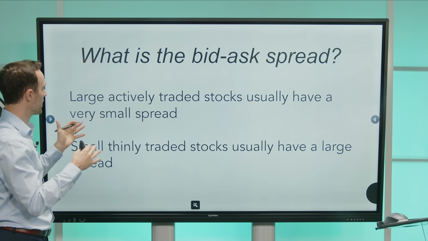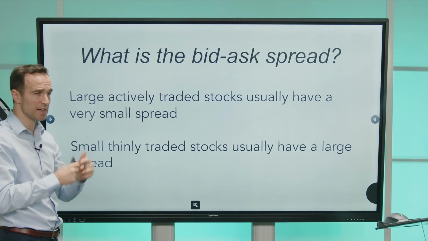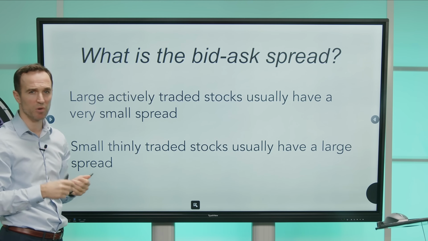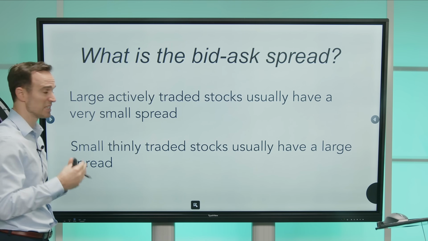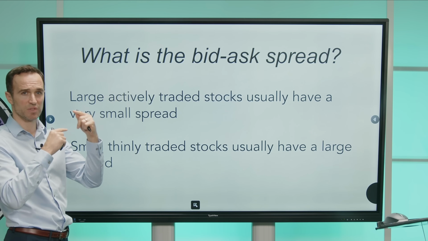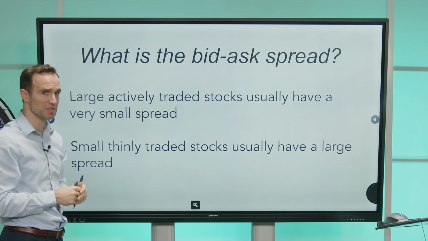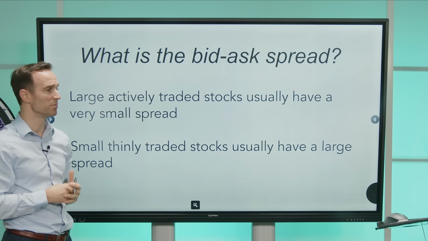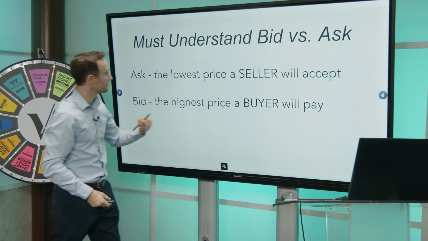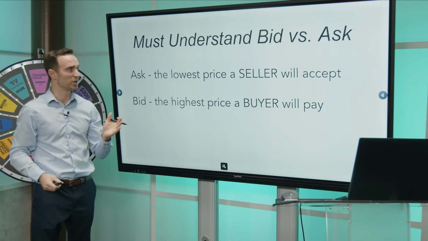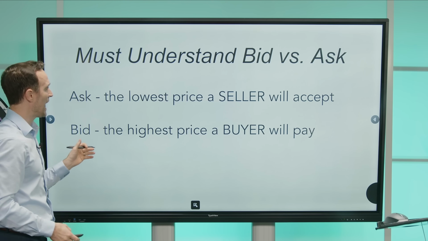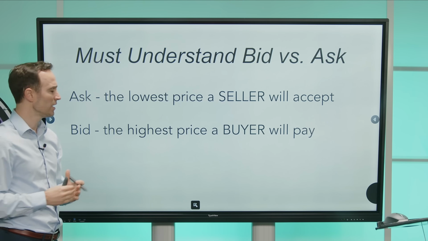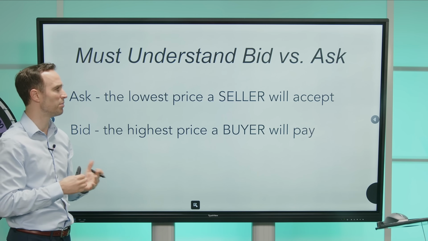So let's do a couple of definitions here. In general, a large actively traded stock has a very thin spread, usually a cent, a couple cents, usually not more than 5-10 cents. Like Nvidia, Apple, all of these stocks are very actively traded. They're not thin stocks, whereas if you have a small, thinly traded stock, they can have a large bid and ask spread. So let's talk about the differences between the bid and the ask. The ask is the lowest price a seller will accept for the stock. The bid is the highest price a buyer will pay.